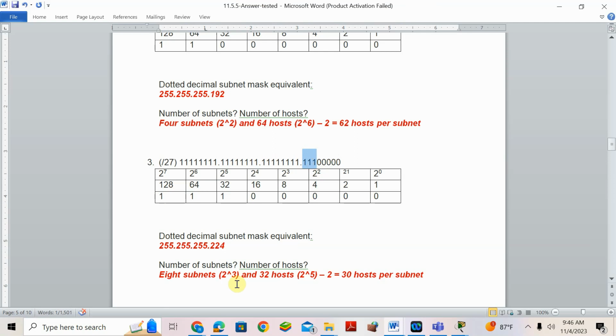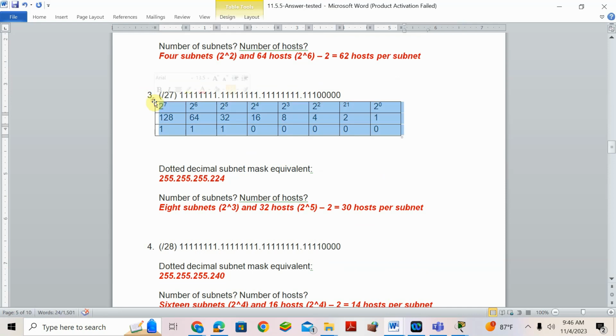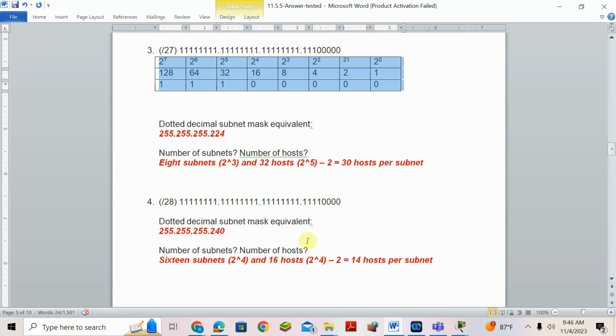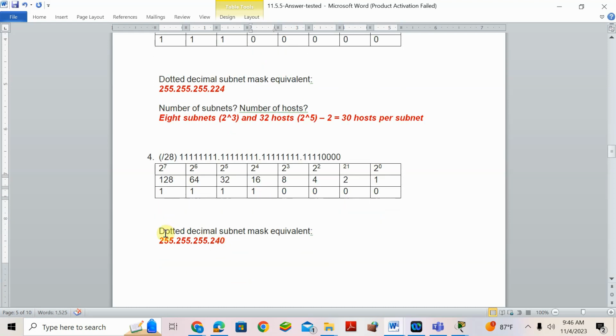And how many hosts? Remaining 5 for host. 1, 2, 3, 4, 5. So 2 power 5 minus 2. That means 30 hosts per subnet. Okay. Now 28. Hope you understand. Easy one. 28 is, I borrow 4 bits from the host. Network now gets 4 bits. So the decimal value is 128 into 1 plus 64 into 1 plus 32 into 1 plus 16 into 1, and we already have 255 three times, dot 240.